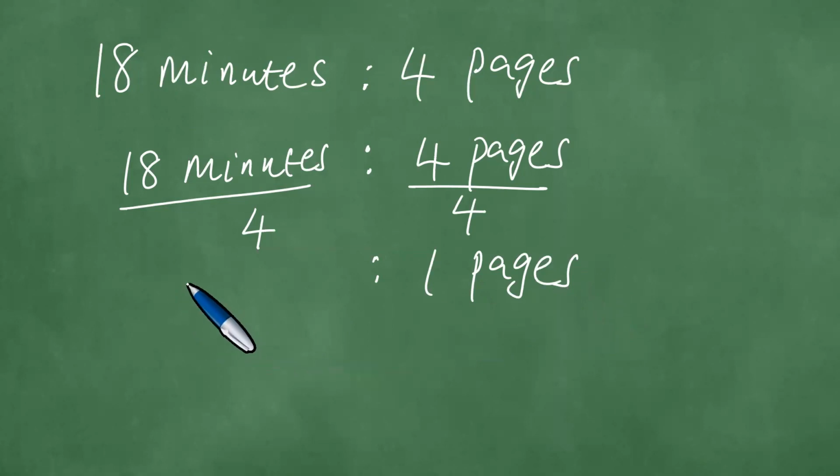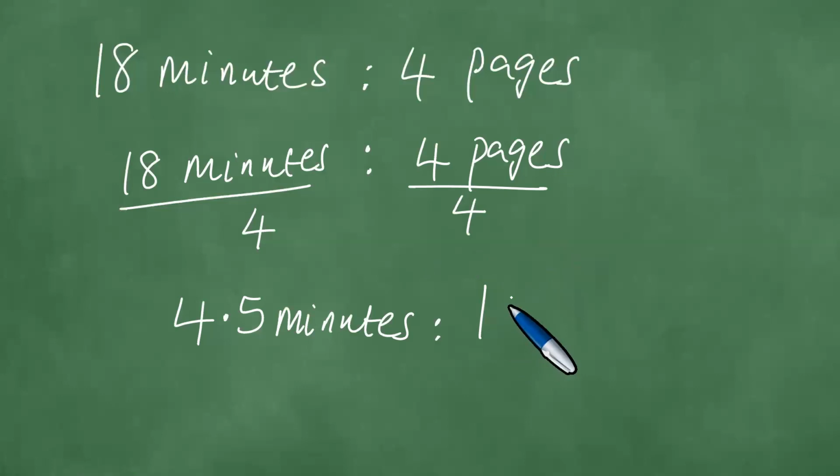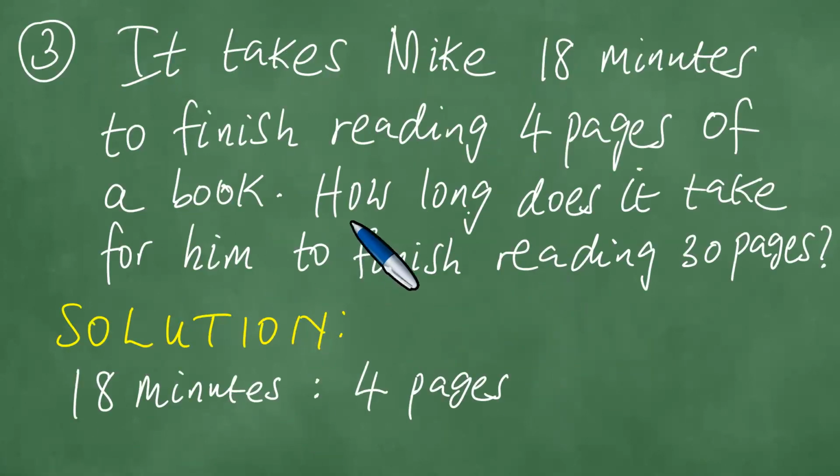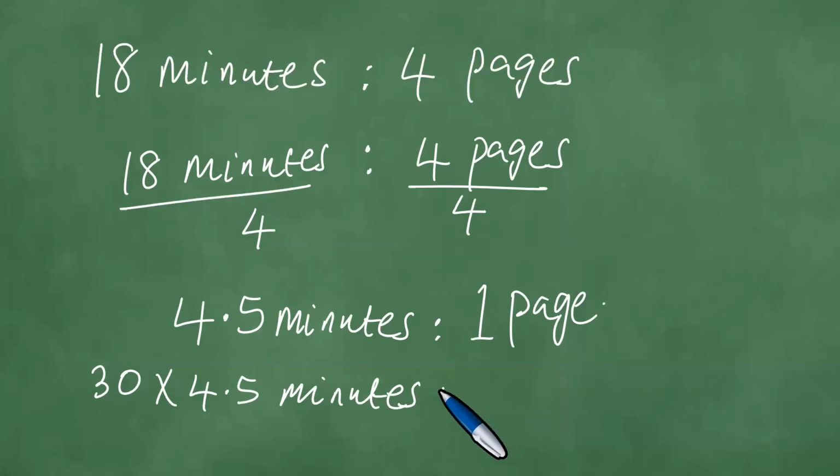So 1 page is actually the same as what? You have 18 divided by 4, which is exactly 4.5 minutes. So 4.5 minutes is to exactly 1 page. If this is the case, the question is looking for how long it takes for 30 pages. So you just multiply by 30: 30 times 4.5 minutes, and 30 times 1 page.